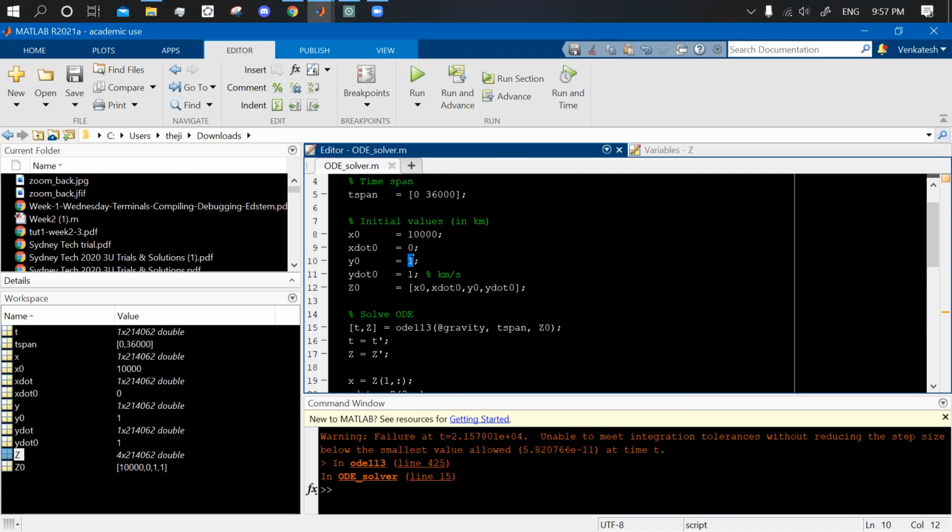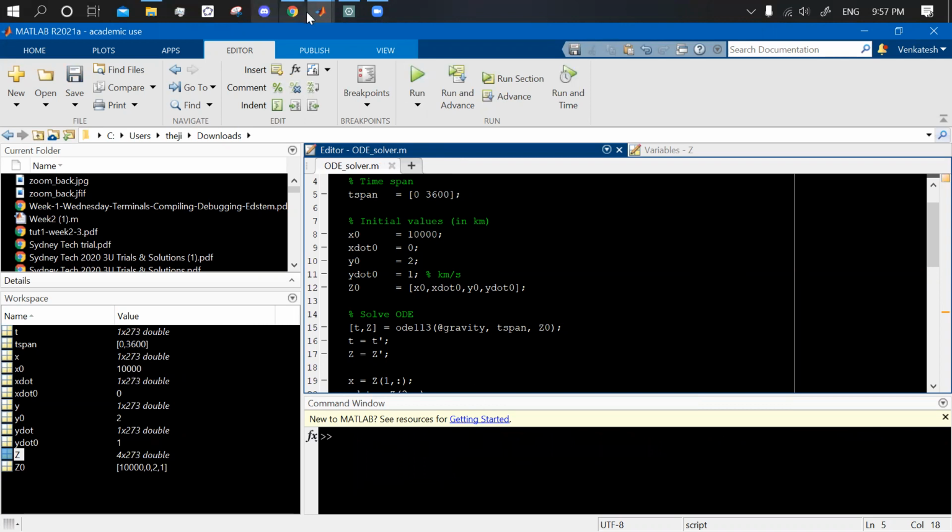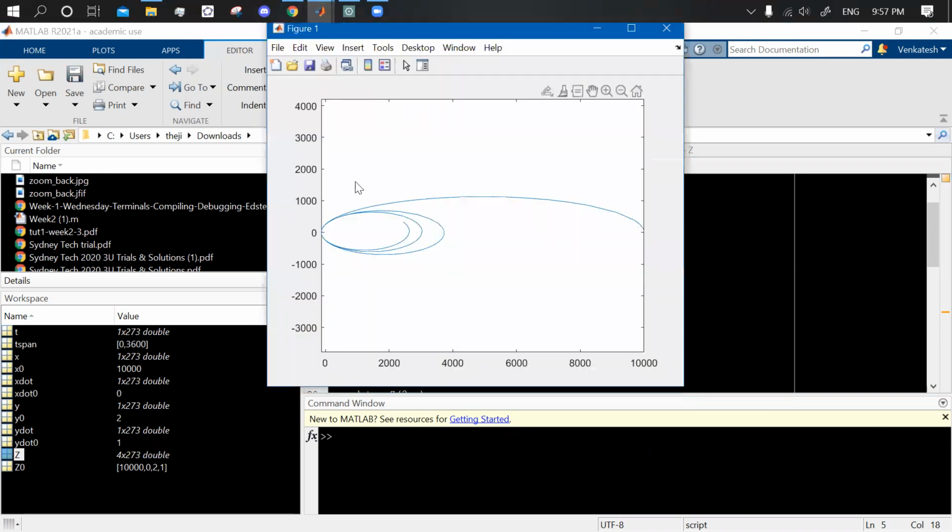Okay, it just doesn't want to agree with me. I think I also let it run for too long. It'll run for an hour. Okay, this looks nice. This is still falling towards the center of the Earth, but it hasn't hit there yet.